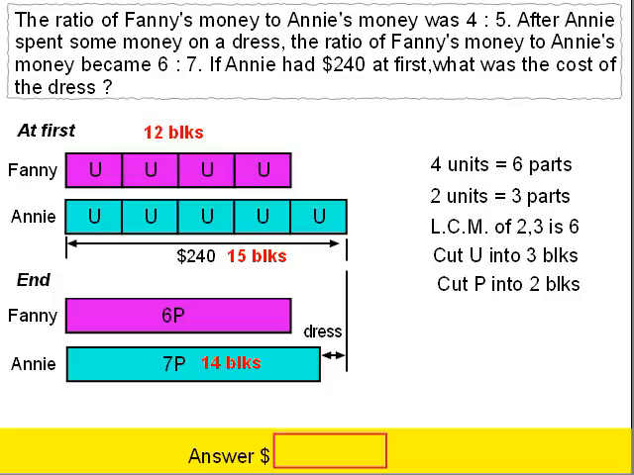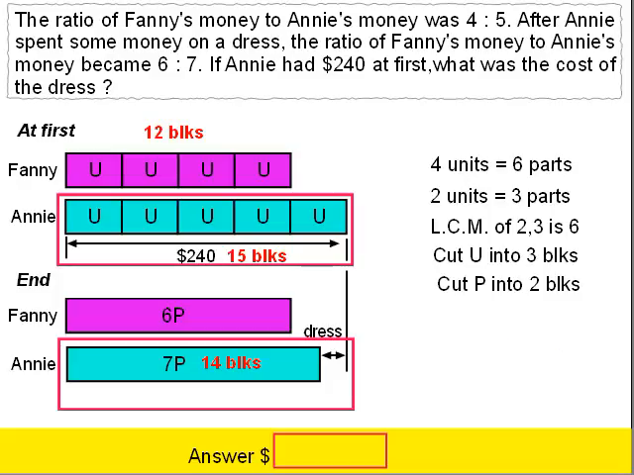Alright, so Fanny had 12 blocks at first, Annie had 15 blocks at first, and in the end, Annie had 14 blocks as such. Then, by comparing this part of the model for Annie at first and in the end, at first Annie had 15 blocks, which is equal to $240. So 15 blocks is equal to $240, so 1 block will be $16 if you were to divide 240 by 15.